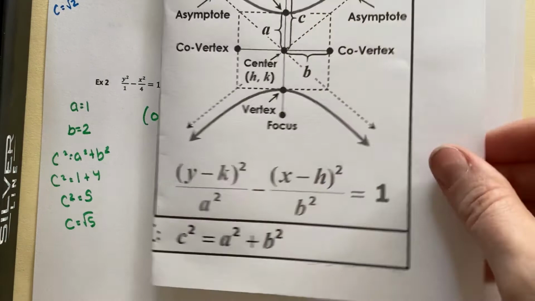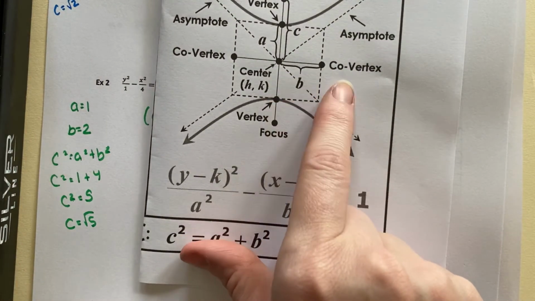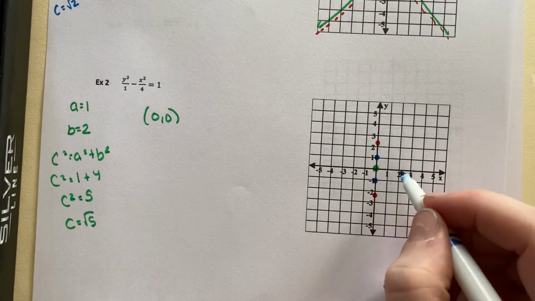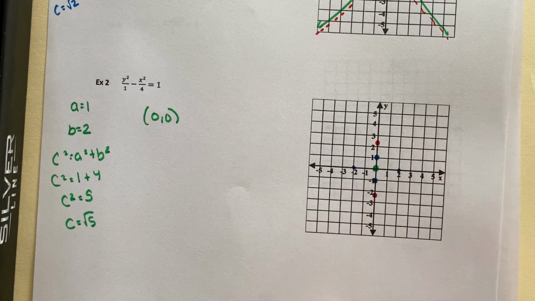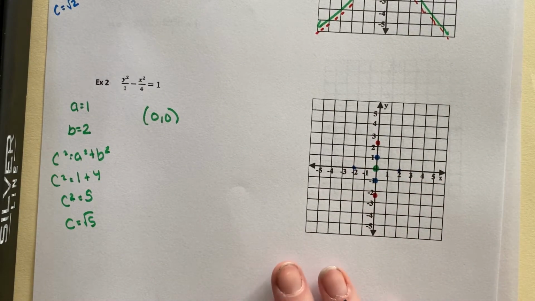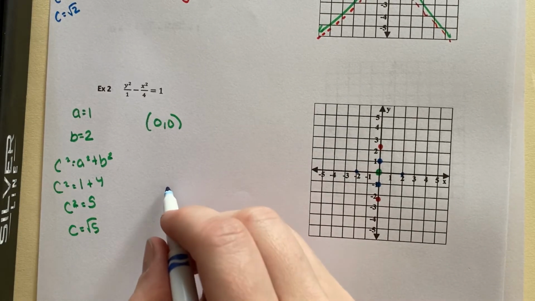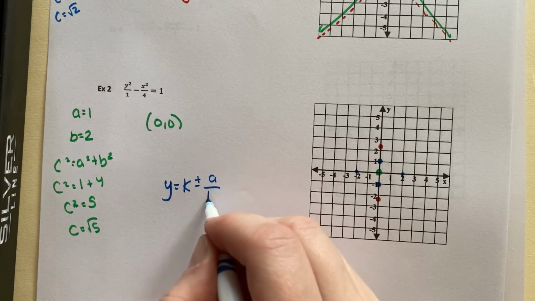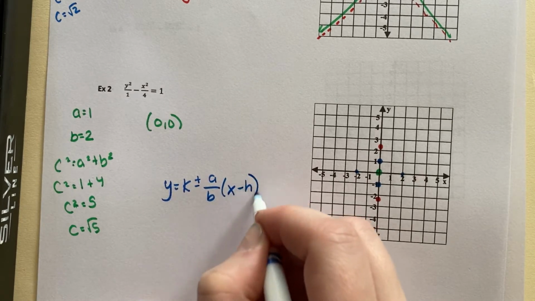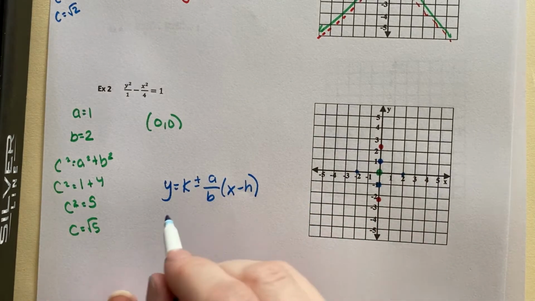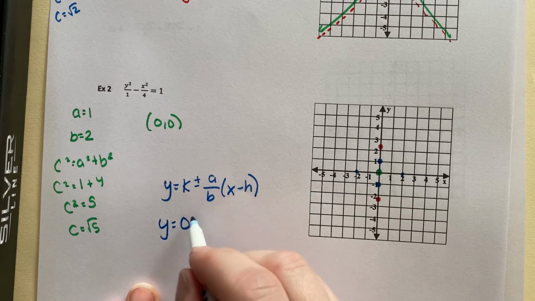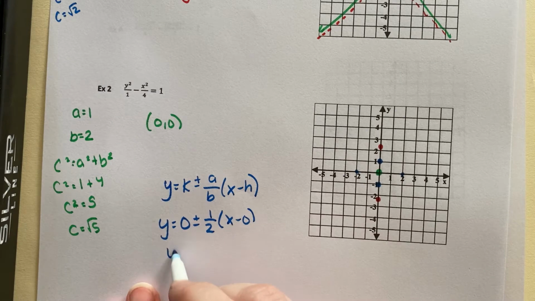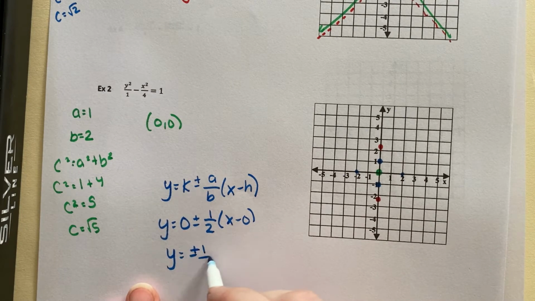And then the co-vertex is B, so the horizontal distance away here is 2. Plot 2 and 2. So last thing we need is the asymptote. So I'm going to write that formula down again here. Y equals k plus or minus a over b, x minus h. So I'm going to plug in. Y equals 0 plus or minus 1/2 x minus 0. So that simplifies to plus or minus 1/2 x.